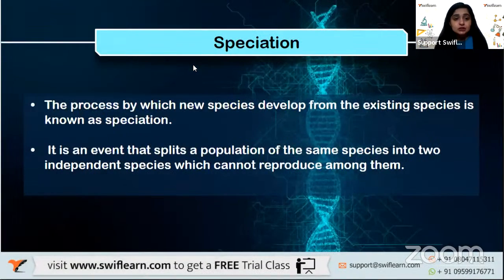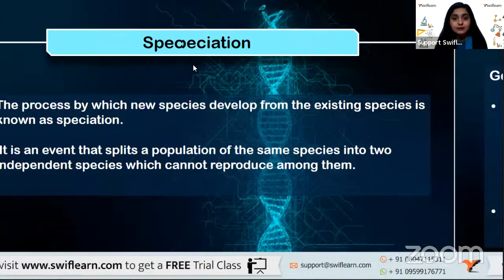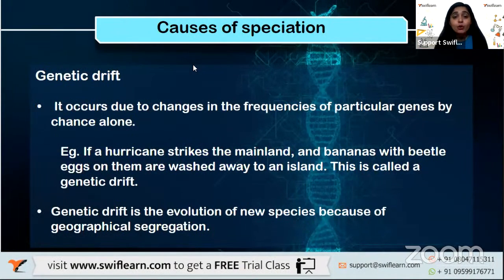Now, what is speciation? The process by which new species develop from existing species is known as speciation. It is an event that splits the population of the same species into two independent species which cannot reproduce among them. Now the causes of speciation. Genetic drift occurs due to a change in the frequencies of a particular gene by chance alone. Example, if a hurricane strikes the mainland and bananas with beetle eggs on them are washed away to an island, this is called genetic drift.